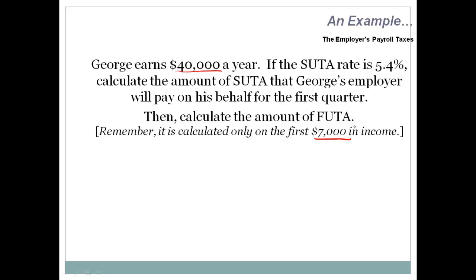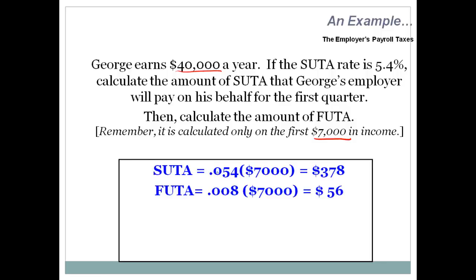Well, they only have to pay on the first 7,000, so he's going to meet that $7,000 benchmark the first quarter. So his employer will have to pay 7,000 times 0.054 to the state, and 7,000 times 0.008 for federal unemployment. And then after that, they won't have to pay any more on George because he's already maxed out. He's already earned his $7,000 in the first quarter, so they're done paying on him after the first quarter. And then, of course, next year it starts over again.